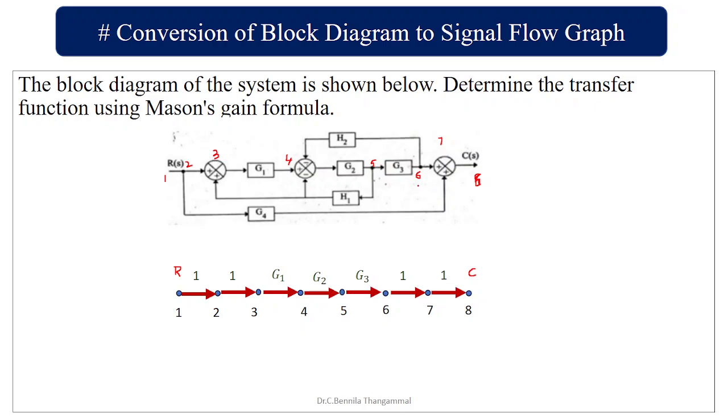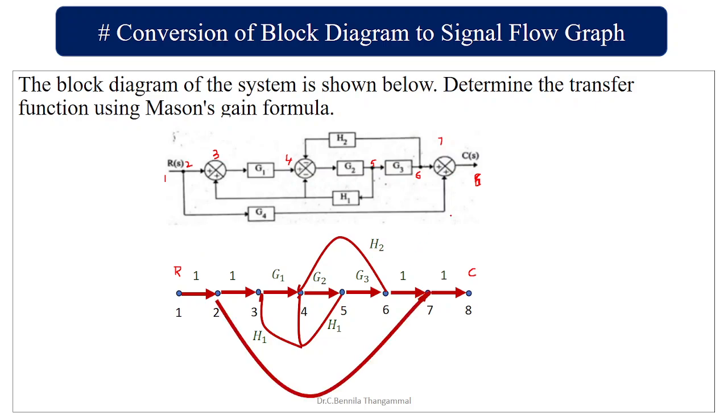Again, from 5 to 4, you have a feedback with your H1. Again, this is to be your 3. So your 5 to 3, the value is going to be the same, H1. Then it's going to be 6 to 4. The value is going to be H2. And then from 2 to 7, it's going to be your G4. So now this block diagram is successfully converted into the signal flow graph.